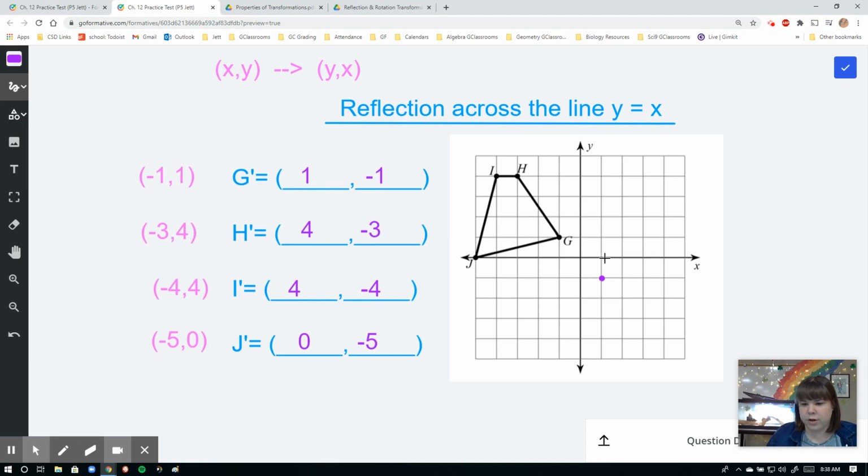So I go over 1, 2, 3, 4, and then I go down 3, 1, 2, 3. Next one, 4, -4. So 1, 2, 3, 4, and then down 1, 2, 3, 4. And then 0, -5. So I'm at 0, and then I got to go down to -5. 1, 2, 3, 4, 5.